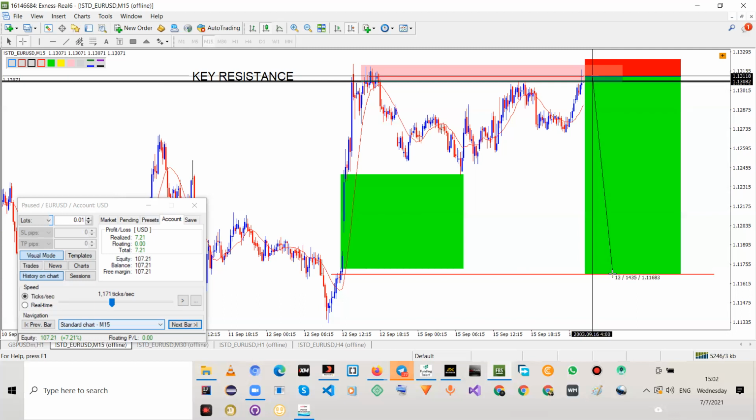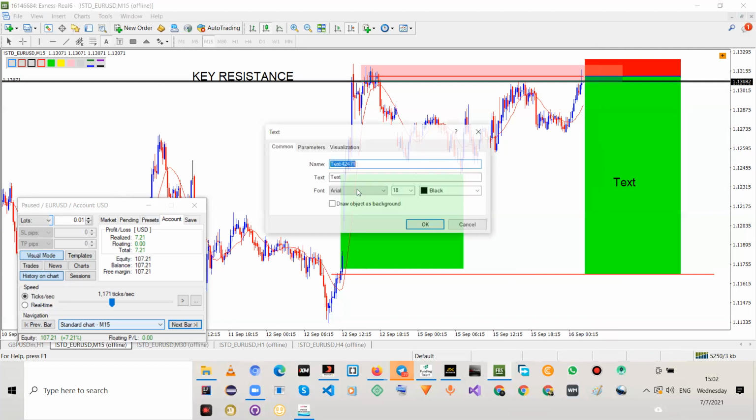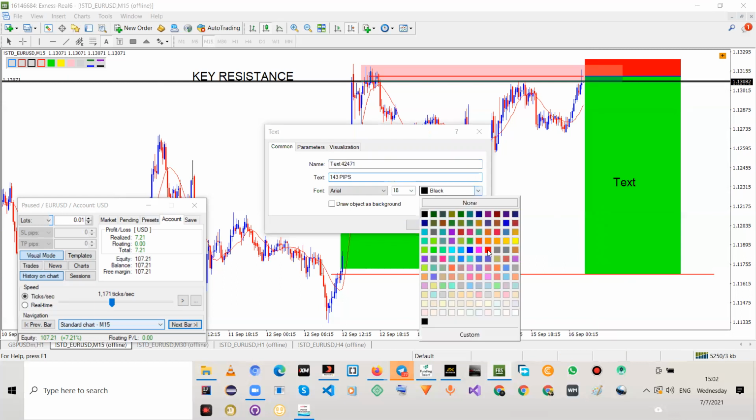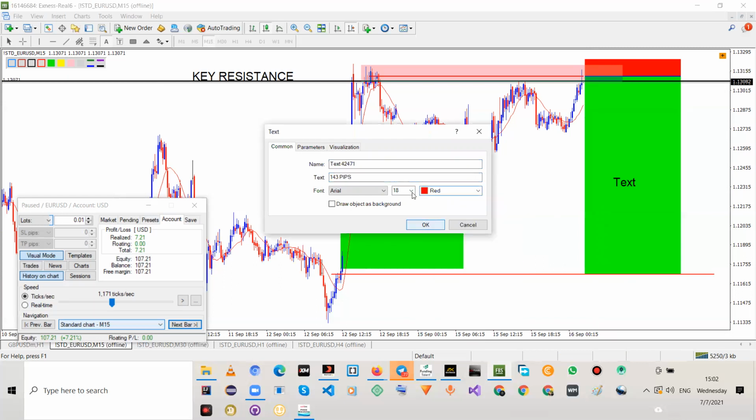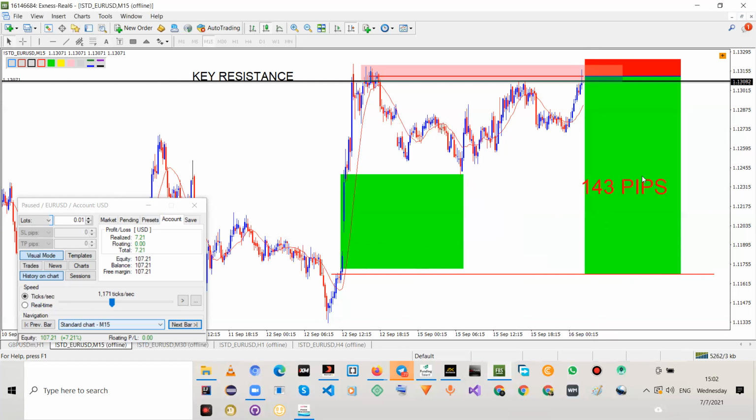So this is up to 143 pips. So you can imagine this, guys. A 143 pip trade. So this is actually really profitable, and if you use it to your advantage, you actually make money from this.